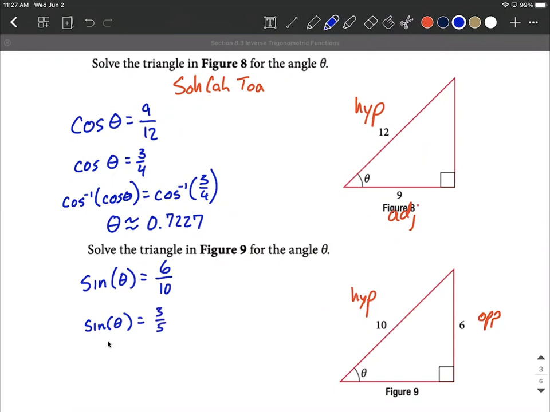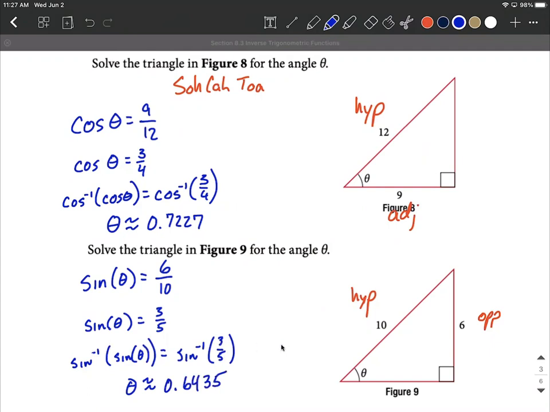All right, from here, very similarly to the first one, let's apply the sine inverse to both sides. So sine inverse of sine of theta is going to equal sine inverse of 3 over 5. So we get theta on the left-hand side. It's going to be approximately, as we put it into our calculator, 0.6435.